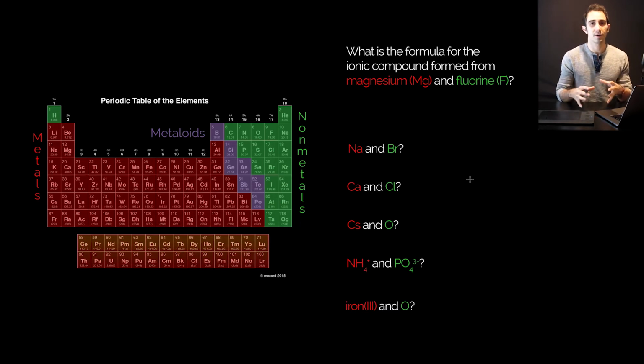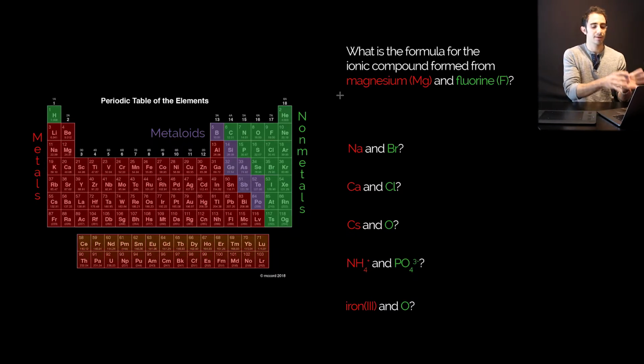Next, I want to focus on creating ionic compounds and just the intuition that goes into knowing when you take a metal and a non-metal, what exactly is going to be formed. And so we're going to start with this question right here that asks, what is the formula for the ionic compound formed from magnesium and fluorine?